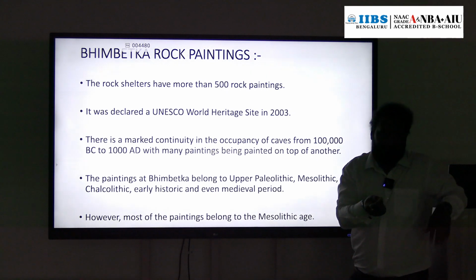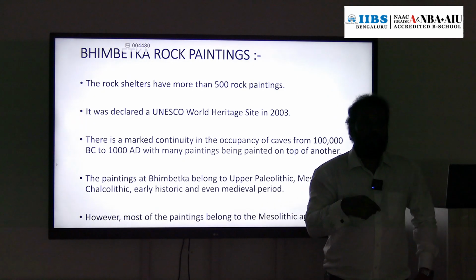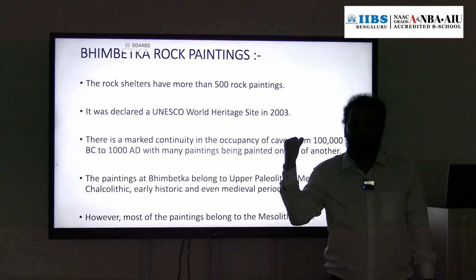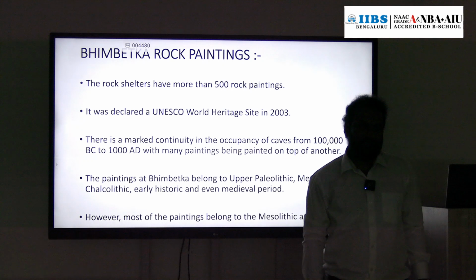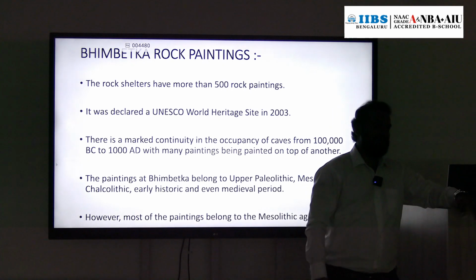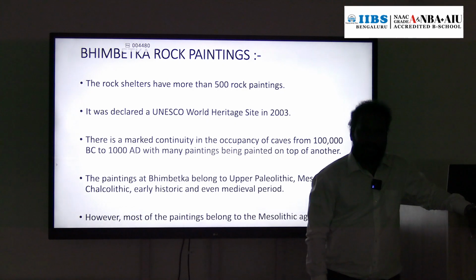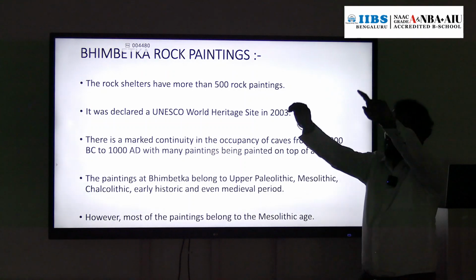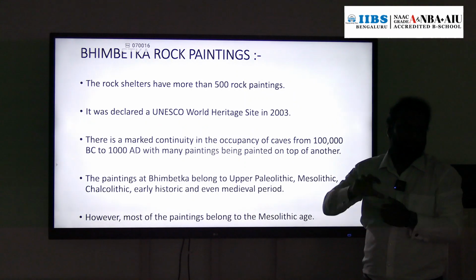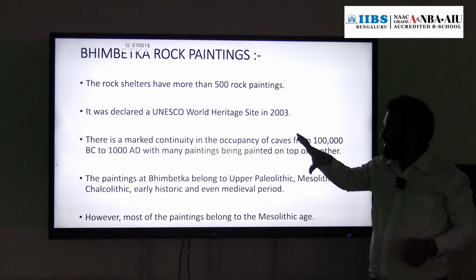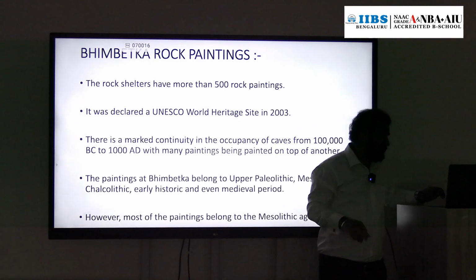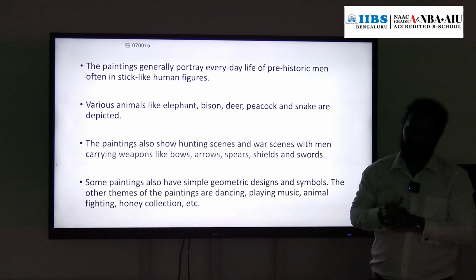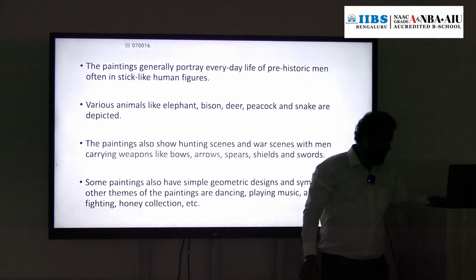Even paintings painted during medieval times were found in the Bhimbetka caves. The Bhimbetka caves are a World Heritage Site and have more than 500 rock paintings. They are painted on the rock, not on walls. Most of the paintings in Bhimbetka belong to the Mesolithic age. I will show you, then you can see.